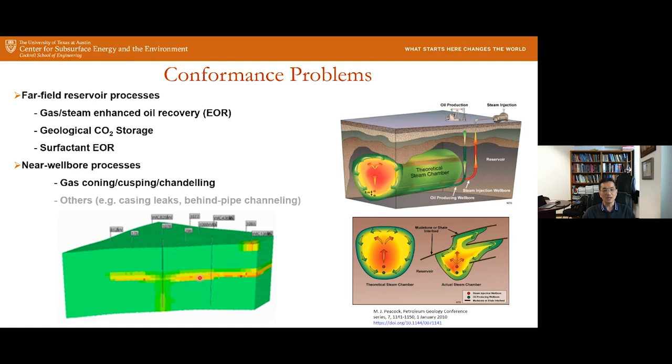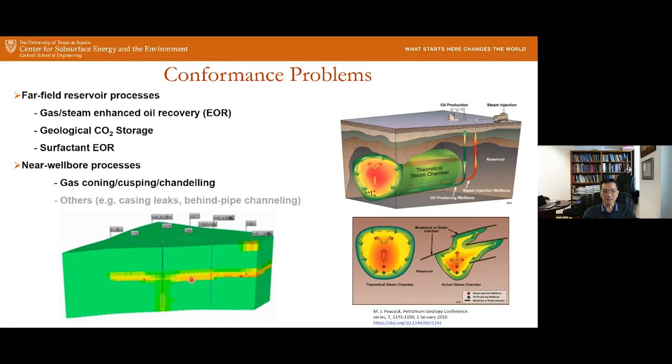Another example is surfactant EOR. We use surfactant like soap, right, to reduce the interfacial tension between oil and injected water. Because the interfacial tension between oil and water is reduced, it's going to be easier for the water to mobilize and displace the oil. But if you inject surfactant into this particular reservoir, you can see the surfactant is going to flow preferentially into the thief zone, right? So leaving behind a lot of bypassed oil.